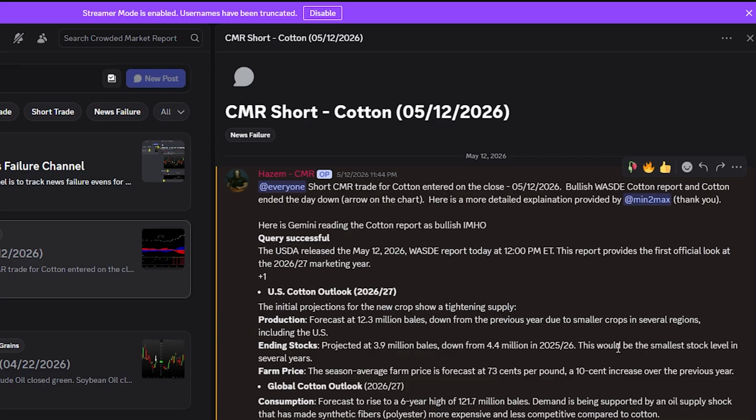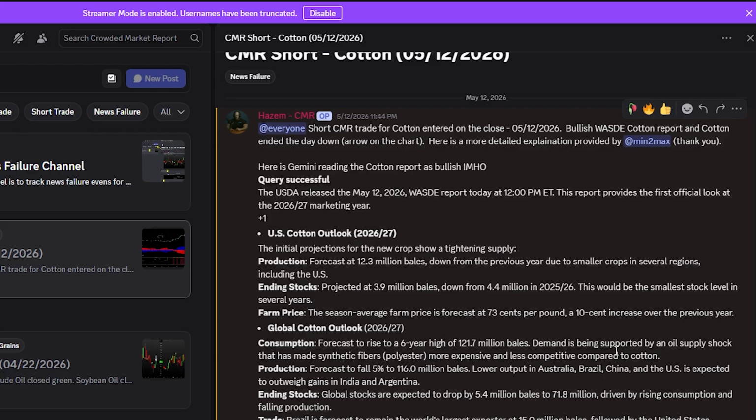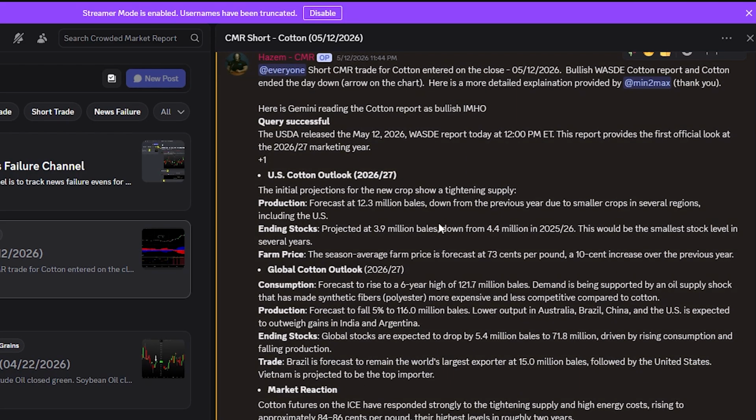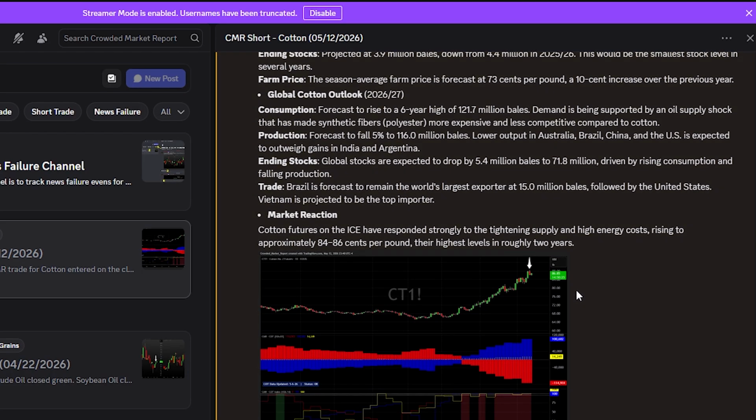There was a bullish report. I mean, as you could see here, the quick summary is that there was tightening supply. Obviously, if there's tightening supply, that's bullish for the price of cotton. Okay, if the government's expecting the supply to be lower than expected, they see that this would be the smallest stock level in several years. You expect the price of cotton to go up, right?